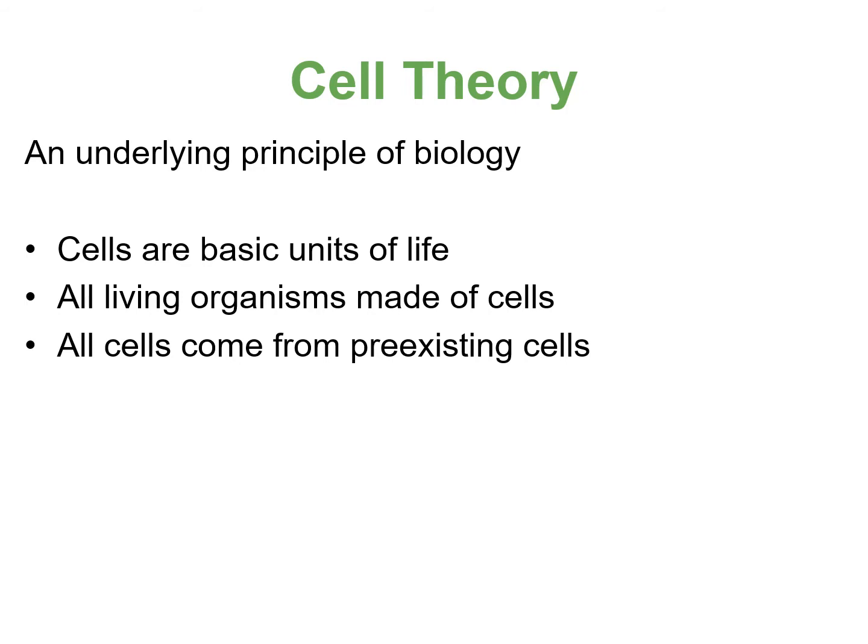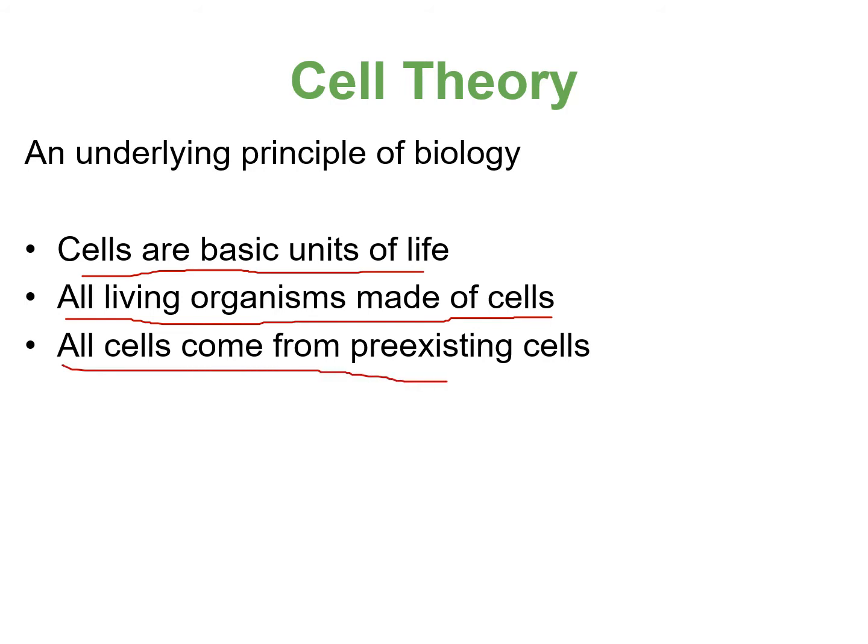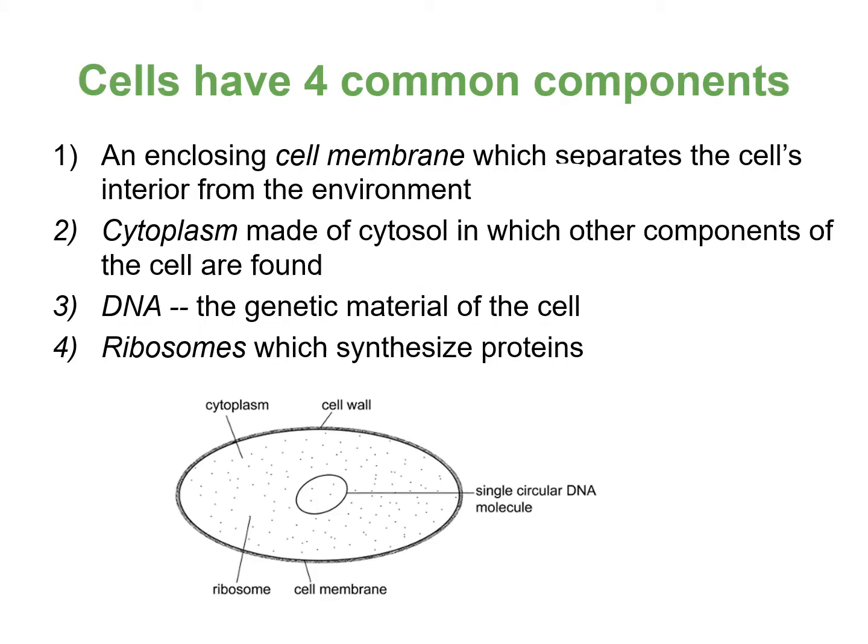So first of all, cells are the basic unit of life, number one. All living organisms must be made of cells. This is why a virus is not considered alive, because viruses are technically not made of cells. And then all cells must come from pre-existing cells. Cells don't just appear out of thin air. They have to come from some type of pre-existing cell.